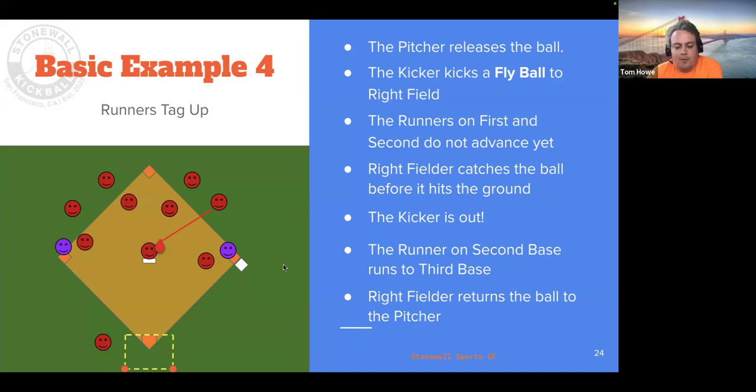But this is the type of thing it takes a little bit of experience to get comfortable with. But just know that balls that don't hit the ground are vulnerable to being caught. And when that happens, make sure that you touch the base that you are on.